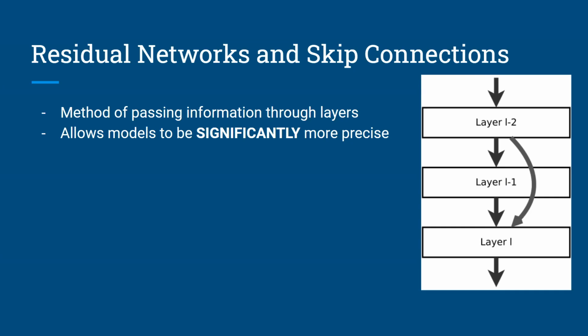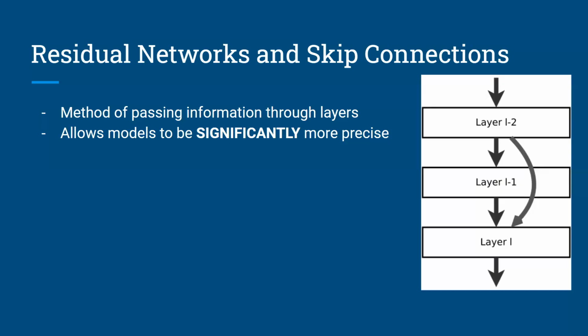And it allows the model to be significantly more precise, just because we're allowing the information to pass through without being altered through convolution or through just a neural network where it's then activated and changed in some way. All right, how are we feeling so far?